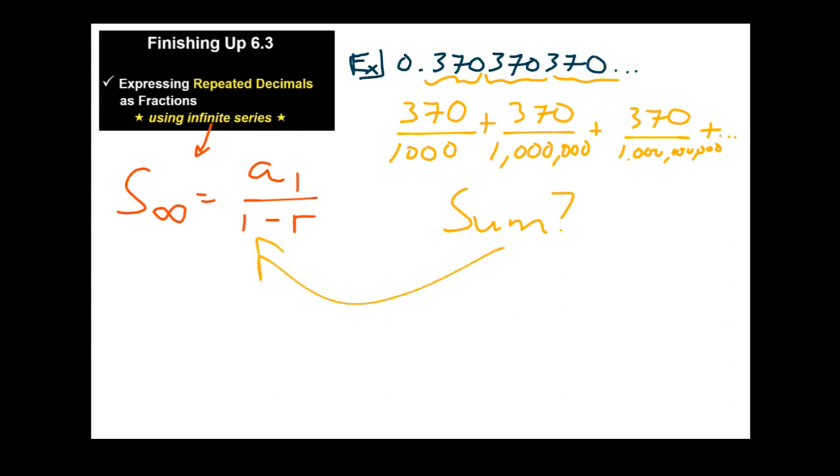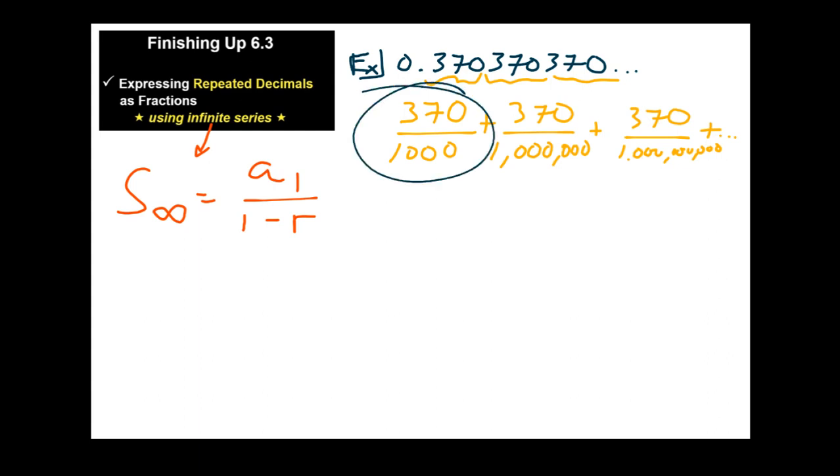Yeah, we're going to use this sum formula, this infinite sum formula. All we need is the first term. We got it. It's right here. And we need the R value. And that R value would be what number we're multiplying by. Yeah, each time we're multiplying by another thousandth.